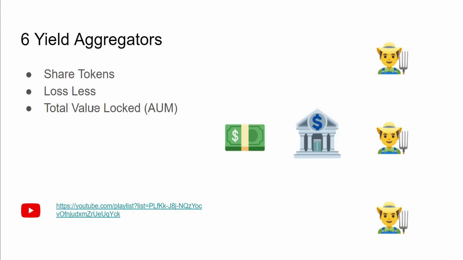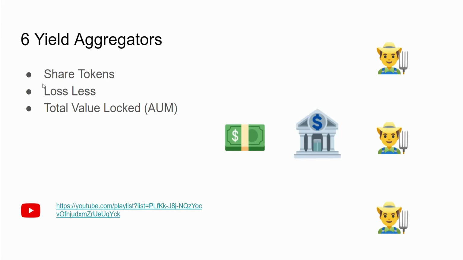So it's very important to understand, do I get a share token? And what is my share token? And make sure if you do send that share token somewhere, that you understand that you are giving up the rights to withdraw your capital from the yield aggregator.